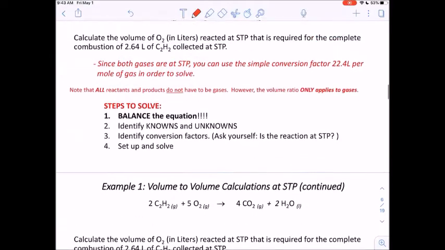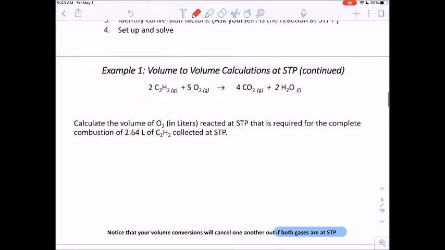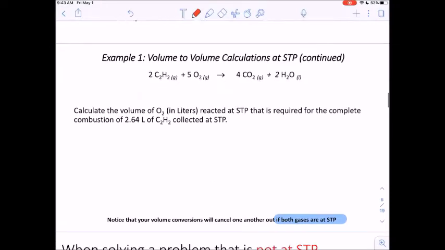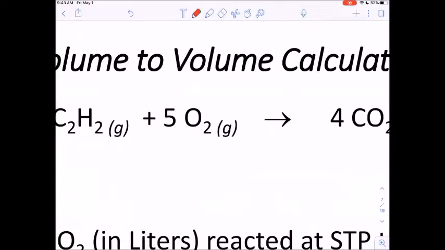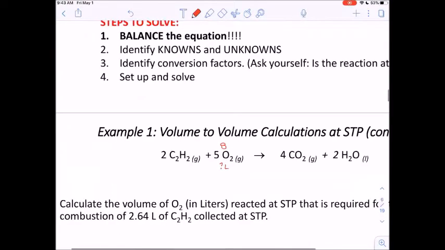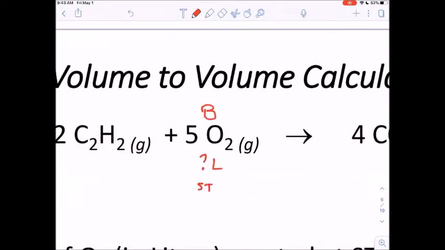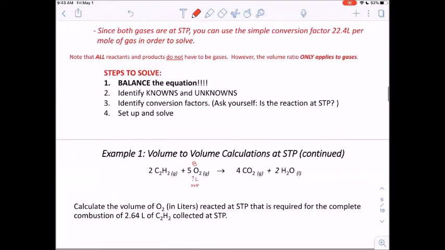So we're going to go ahead and work through this problem. I have it copied again down here so we have a little bit more space. So it says calculate the volume of O2 in liters. So I'm looking for O2, which makes this my B, and it says in liters. So I'm going to put question mark liters there. Reacted at STP. I'm going to make a note for myself that this is at STP. That's required for the complete combustion of 2.64 liters of C2H2. So this is my A.